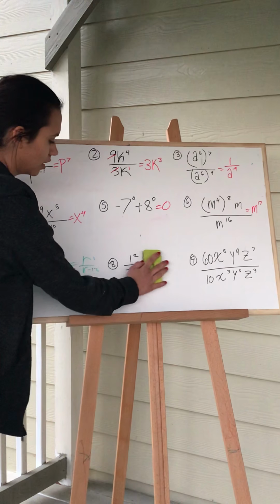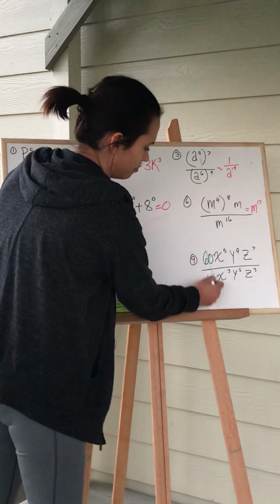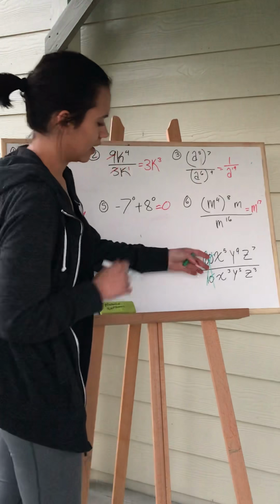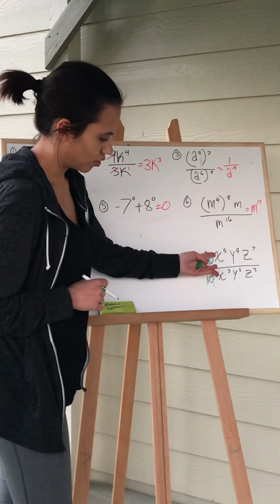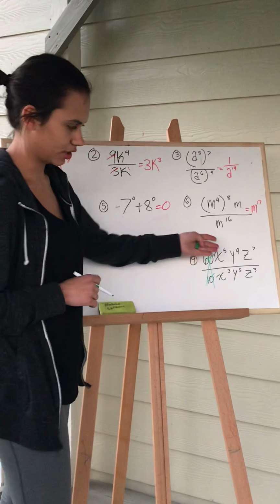Okay, so first, let's think about simplifying. Let's get the numbers smaller, right? So we have 60, we have 10. We know that 10 goes into 60. So that would give us a 6. Those are simple. Okay, so now, there's an X and an X, a Y and a Y, and a Z and a Z. And we're in good position.